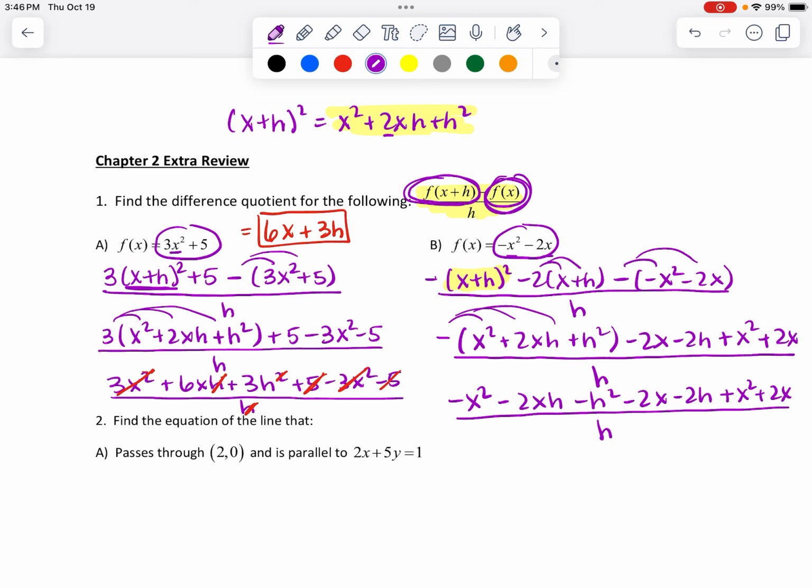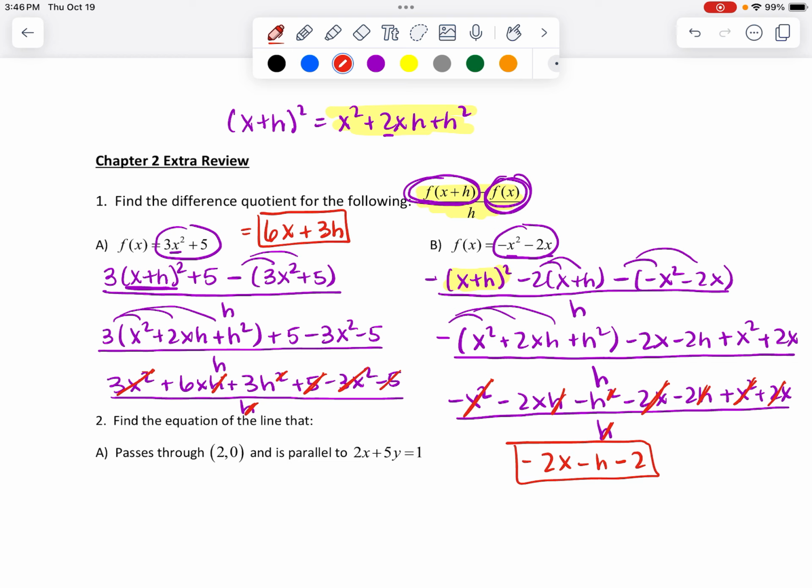And again, at this point, things should cancel, right? I have a negative x squared here, a positive x squared there, a negative 2x here, a positive 2x there. And what's left over has an h in every single term. So I'm going to get rid of one h in each term, and that leaves me with negative 2x minus h minus 2.